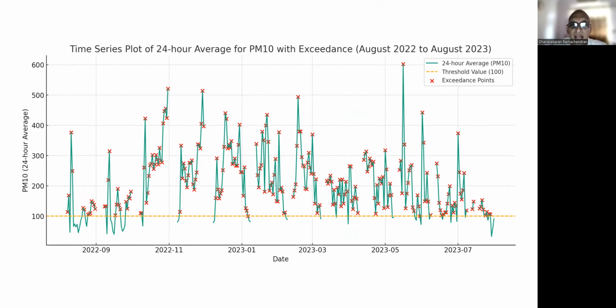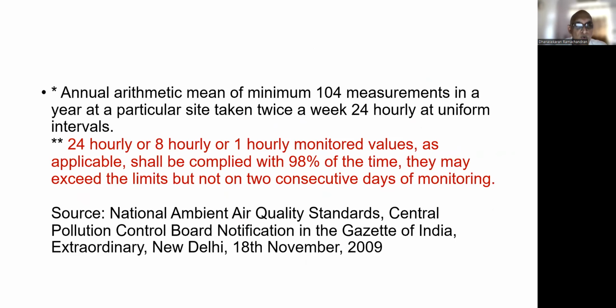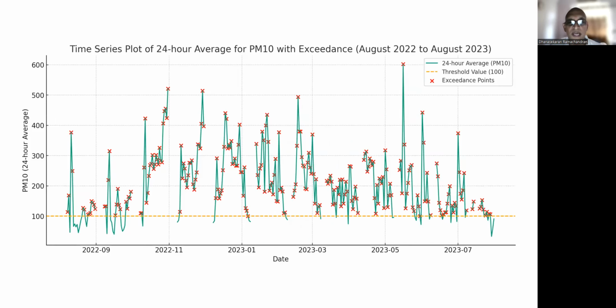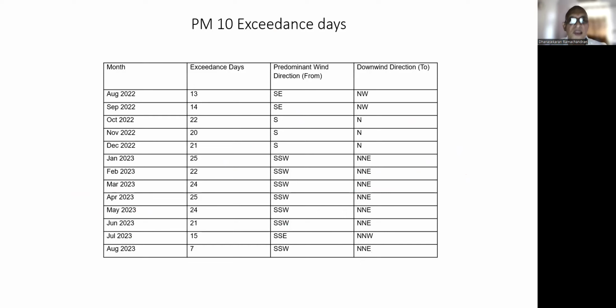Literally, the law of 98% compliance. I want to go back again and read that. The 24 hours or 8 hourly or 1 hourly monitored value, as applicable, shall be complied with 98% of the time. They may exceed the limits, but not on 2 consecutive days of monitoring. It has exceeded on more than 2 consecutive days of monitoring, so it needs action now.